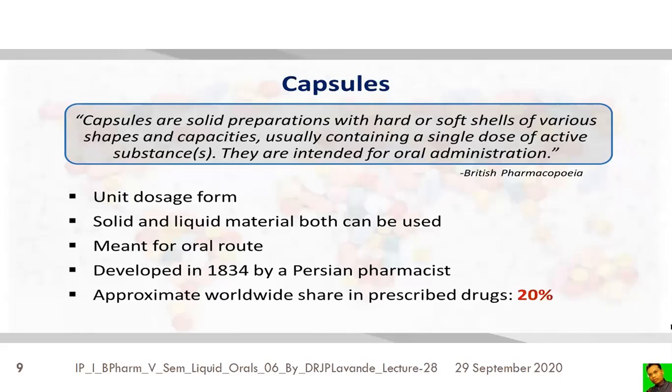Both solid and liquid material can be used for entrapment in the capsule, and these are meant for the oral route. There are a few capsules which are to be taken by routes other than oral, like the vaginal or the rectal route. But prominently, these are to be taken by the oral route. And the first capsule was developed in 1834 by a Persian pharmacist.